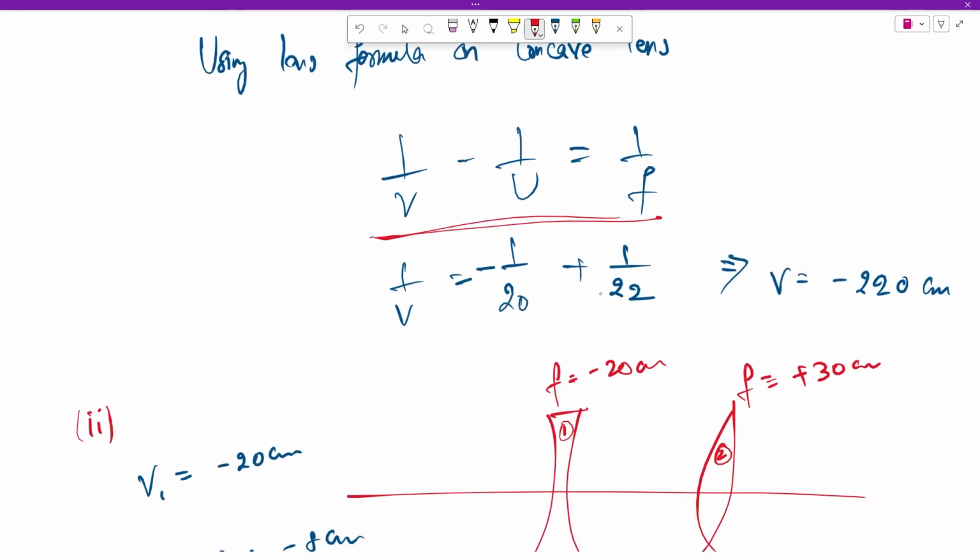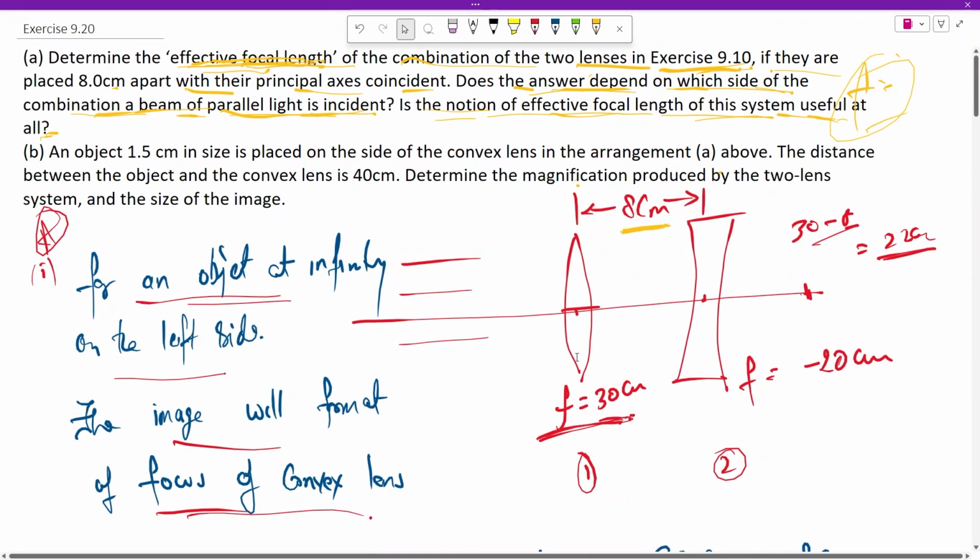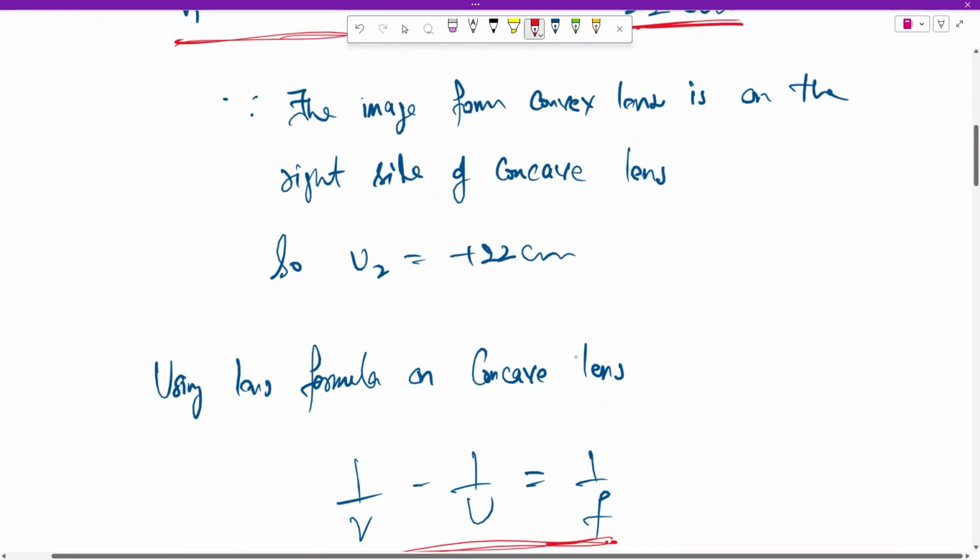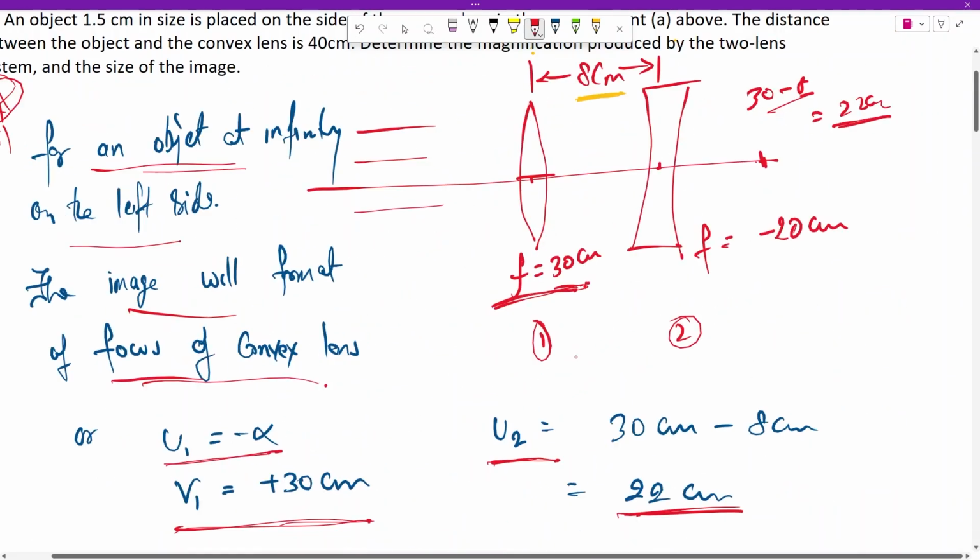Using the lens formula for this concave lens, we can write 1 by v equals 1 by f plus 1 by u, where 1 by u is 1 by 22 centimeter, and 1 by f is 1 by minus 20 centimeter, because the focal length is given as 20 centimeter and since it is a concave lens we write it as minus 20. Calculating this, we get a value of v as minus 220 centimeter. So for this lens arrangement, when the object is at infinity, the final image will form at v equals minus 220 centimeter on the left hand side of this lens.